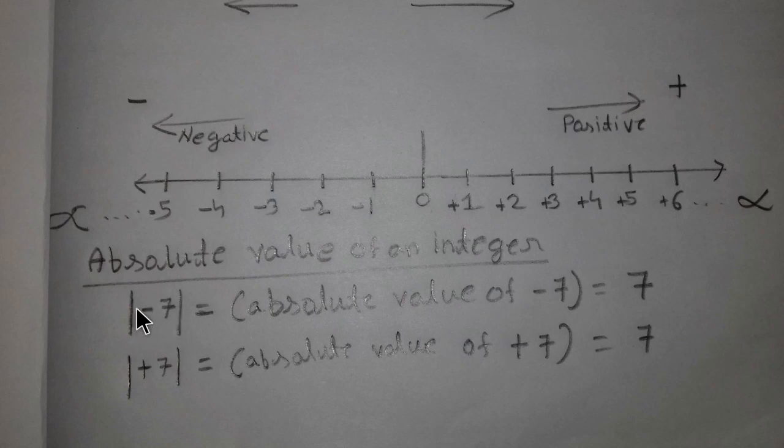Here is the way to express the absolute value. The absolute value of -7 is written as 7. In the same way, the absolute value of +7 is also 7.